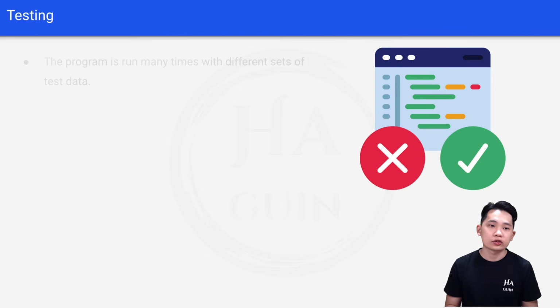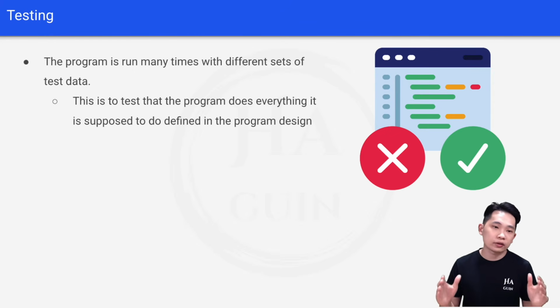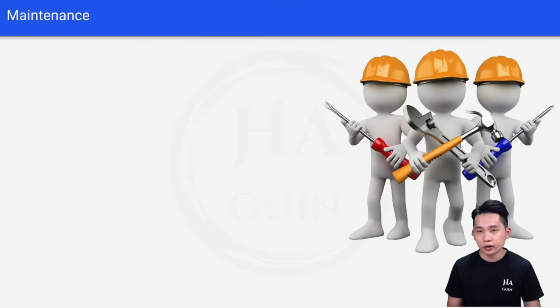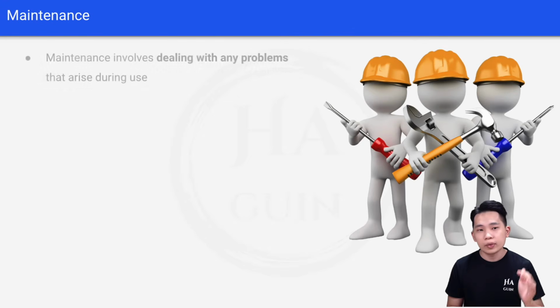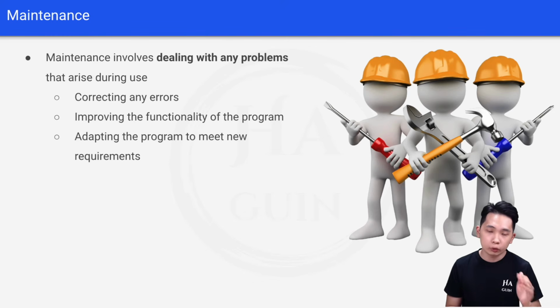For testing stage, the program is run many times with different sets of test data. This is to test that the program does everything it is supposed to do defined in the program design. And finally will be maintenance stage. So maintenance involves dealing with any problems that arise during use, such as correcting any errors, improving the functionality of the program, as well as adapting the program to meet new requirements.